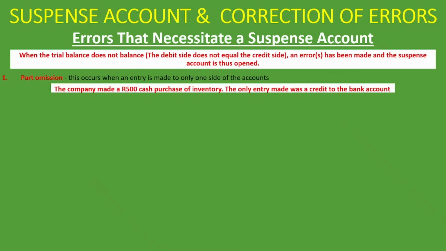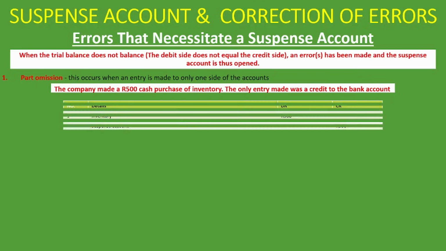So what do we do in this case? Remember, we've recorded the credit side correctly, so we're not going to be dealing with bank, but the one that we have not recorded is the one that we have to do a correction on. So the only entry that was done was the bank account. That means the inventory account is what we need to deal with. So we need to record it. We know that inventory is supposed to be debited, but what are we going to credit? Well, I'm sure you know by now because these are errors that necessitate a suspense account. So we have to credit the suspense account. So you debit inventory 500 Rand and credit suspense account 500 Rand. That is what we mean when we say that these are errors which mean that you have to use a suspense account or open a suspense account when you're doing your journal entries.